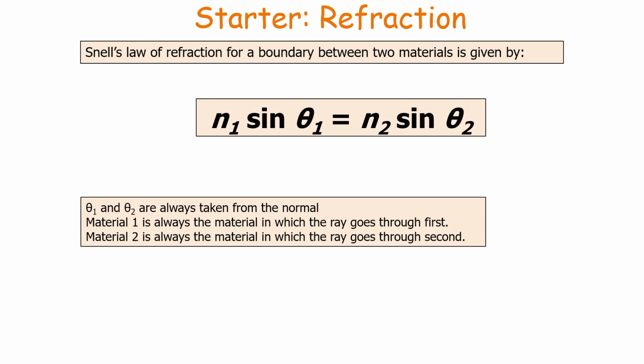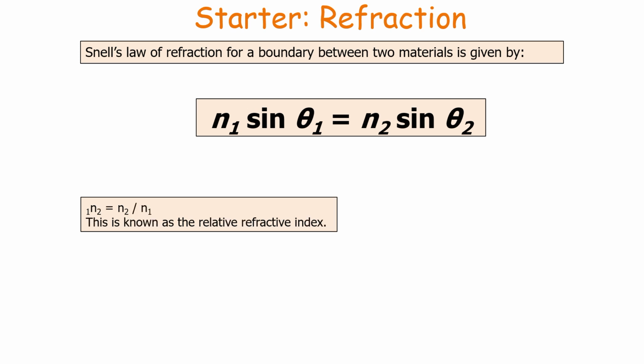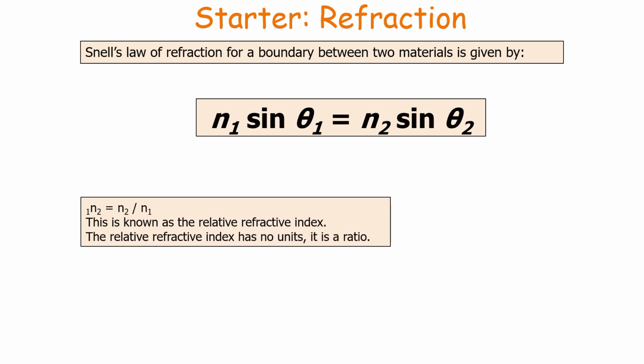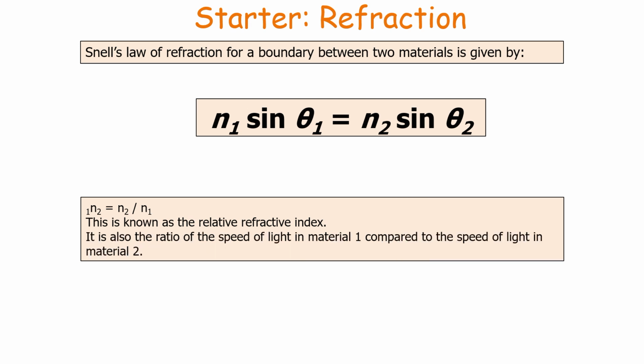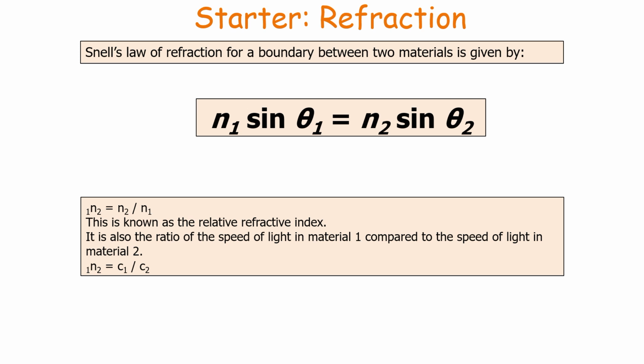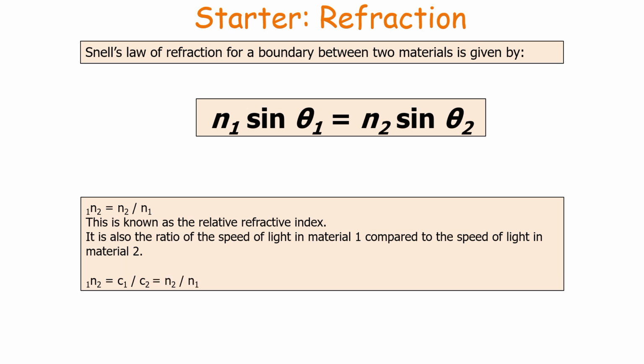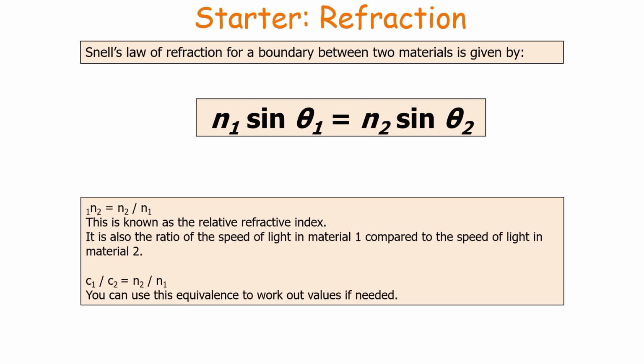Now, we can also work out a value which is n2 over n1, which is known as the relative refractive index. The relative refractive index has no units, it's a ratio. It's also a ratio of the speed of light in material 1 compared to the speed of light in material 2. So we can say it also equals the speed of light in material 1 divided by the speed of light in material 2. We can combine our two equations to say that c1 over c2 equals n2 over n1, and we can use this equivalence to work out values if needed. So if you're given three, you can work out the fourth value.